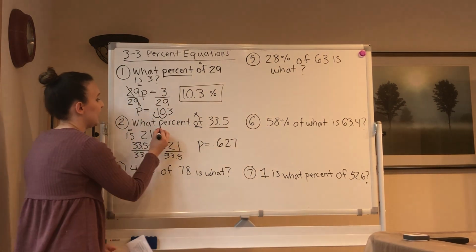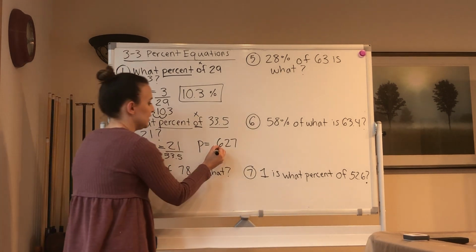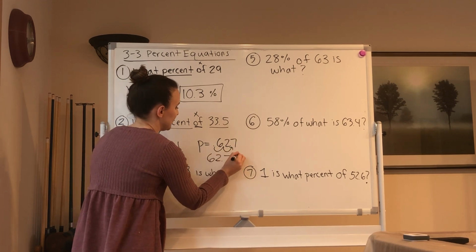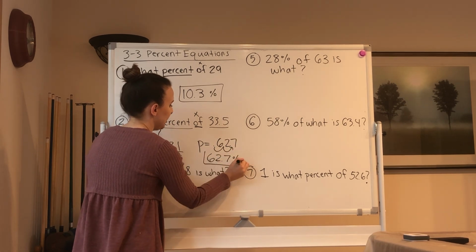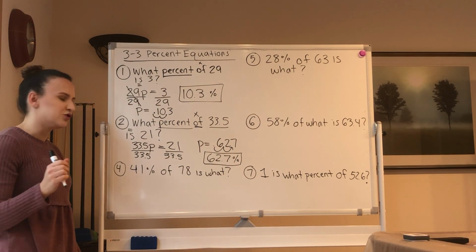Okay, but it asks for what percent. It doesn't ask for the decimal, it asks for the percent. So we need to move the decimal 2 places to the right, 62.7%. I'd like you to round off to like the tenths or hundredths, not whole numbers. Give me tenths or hundredths.